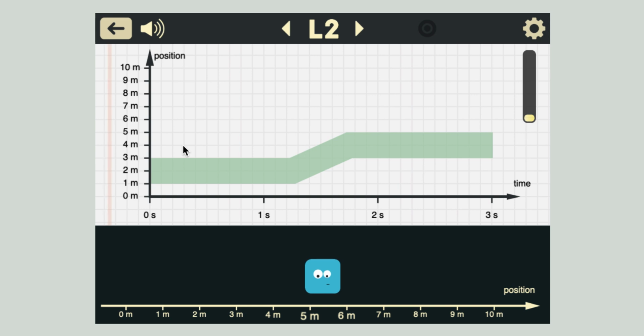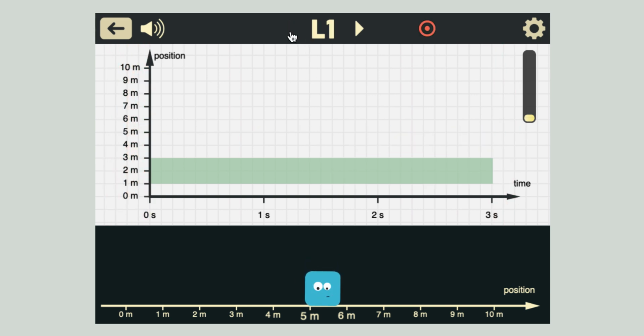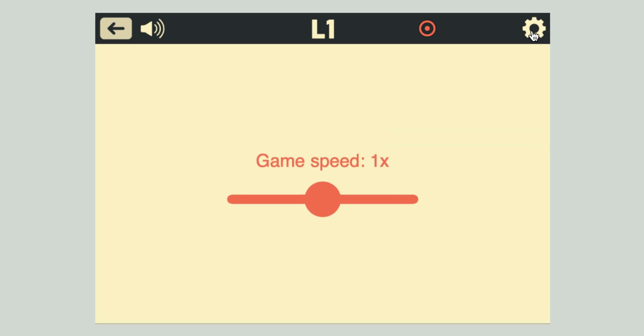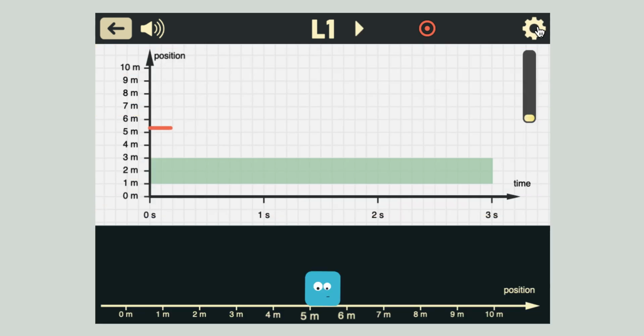So meet Pip, that blue cube. We want to start on L1. This is where you'll start. There's a couple things. First, there's a settings option here. If it's too fast for you, you can reduce it to go slower. If you want a super challenge, you can speed it up. But let's go back. I'm just going to play it at the regular level.